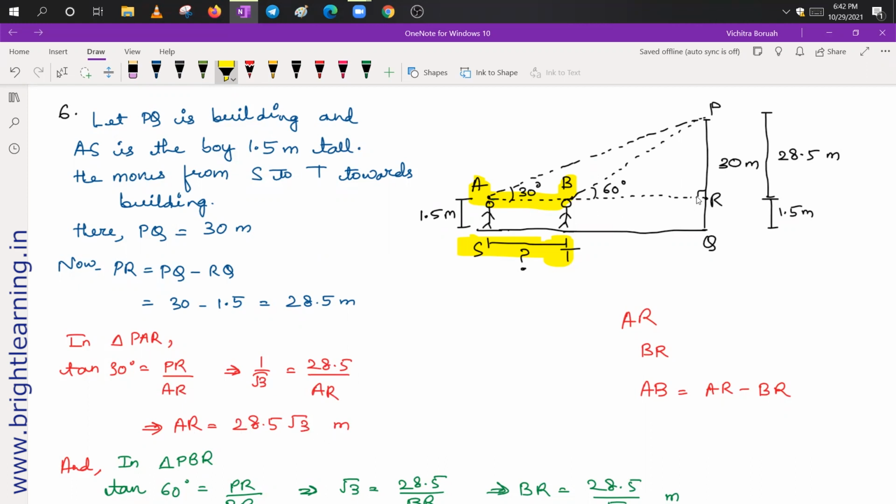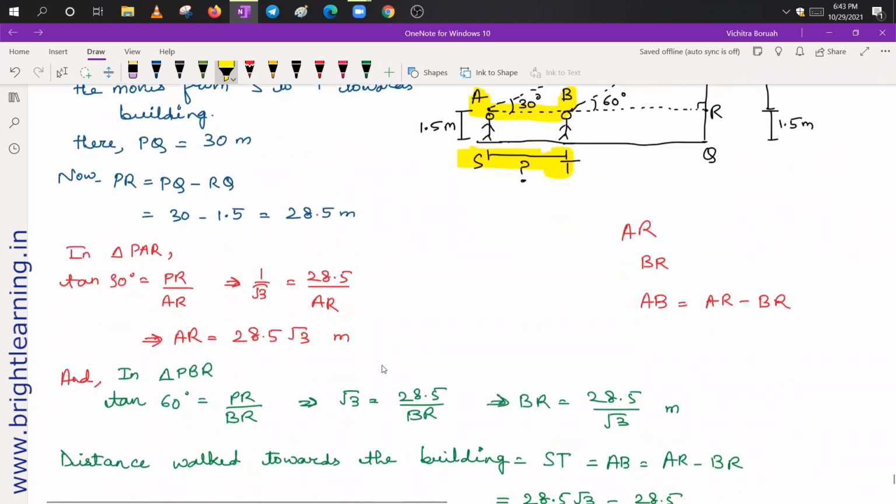Now next we have to find the length of BR. In this case, we will take this triangle. Again, we will use the trigonometric ratio tan. Tan 60 degree is equal to PR upon BR. Again, tan 60 degree is root 3. PR is 28.5, and then we have BR. If you simplify it, you will get BR equal to 28.5 upon root 3 meters.